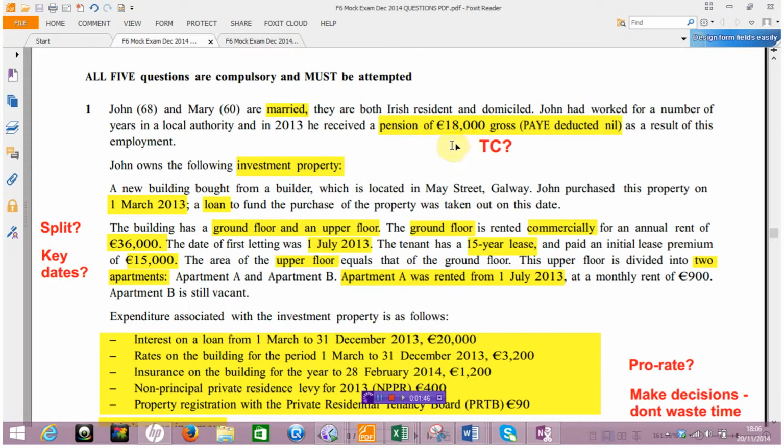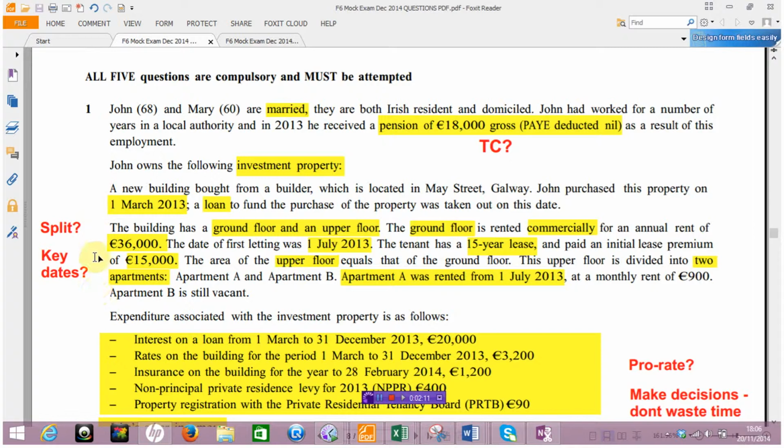We're given some information firstly about John in relation to pension income. That's certainly taxable. Obviously there'll be a tax credit relevant to that, and it's often helpful to annotate the question as you go down, perhaps with something like TC for tax credit, just to remind you to include a tax credit when you're doing the income tax computation. And what we see for John is that there's some form of property. We'll have case 5 income here.